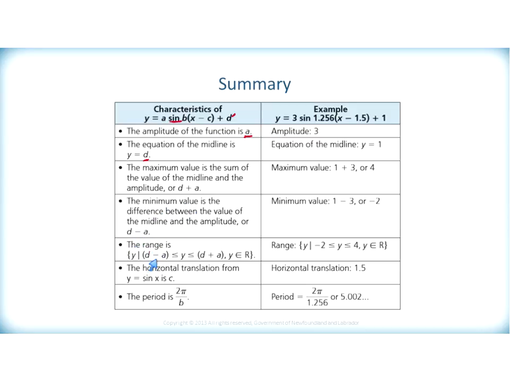The range is the minimum is less than or equal to y, which is less than or equal to the maximum, and y belongs to a set of reals. The horizontal translation from y equals sine x is c. So when you have this c, remember if you have sine, the first value at c will be a midline value. If it's a cosine graph, the first value at c will be a maximum. And here we have the period is 2 pi over b, or if you're in degrees, it will be 360 degrees over b.